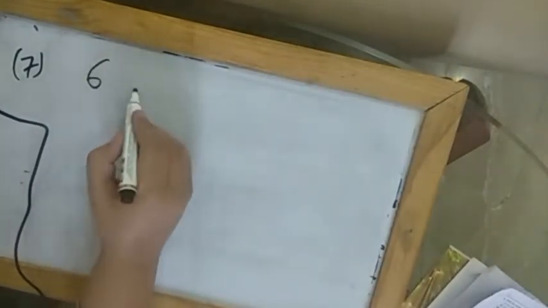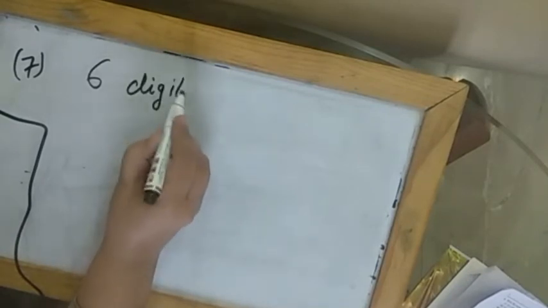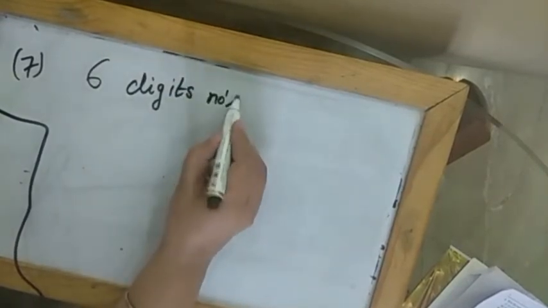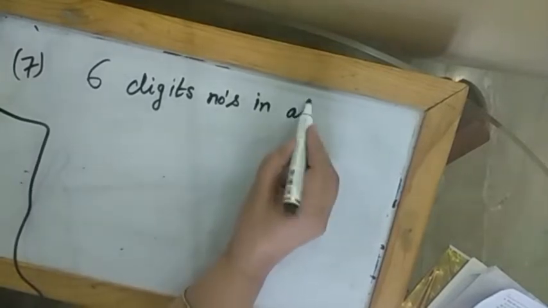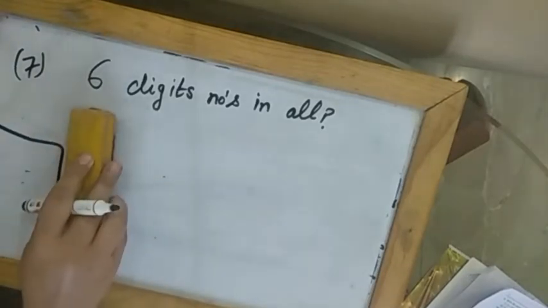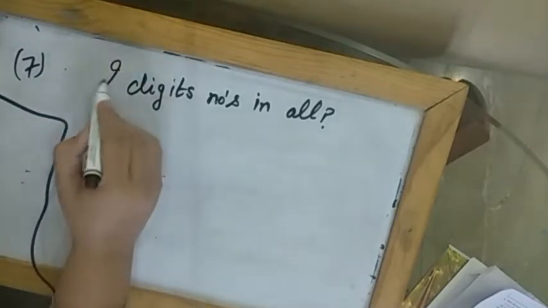So what it means is, in our counting, how many total 6-digit numbers are there? How many 6-digit numbers are there in all? Now I will explain this question by taking some other figure. I'll take 2 instead of 6. How many 2-digit numbers are there in all?